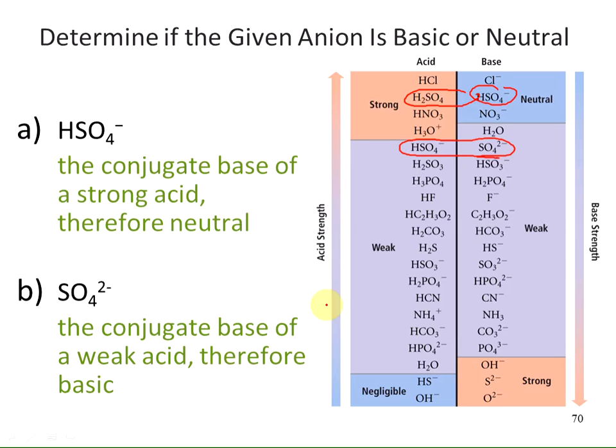So the HSO4 minus is a weak acid. It forms its conjugate base, the SO4 2 minus, and this is a weak base. So the SO4 2 minus is a basic anion.